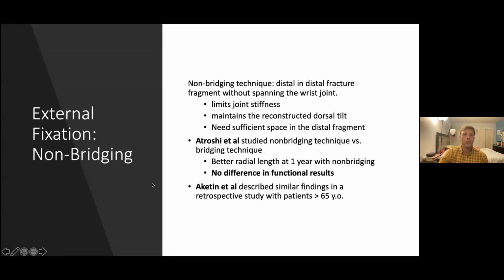So now we have external fixation non-bridging, meaning it does not cross the joint. In this case, the distal pinning, or distal screwing, goes through a distal fracture fragment without spanning the wrist joint. This limits joint stiffness and maintains the reconstructed dorsal tilt. However, you do need sufficient space in the distal fragment. If that distal fragment isn't large enough, you're not able to use this approach. Atroshi et al. studied the non-bridging technique versus the bridging technique. Radial length was better with the non-bridging technique, but there was no difference in functional results.